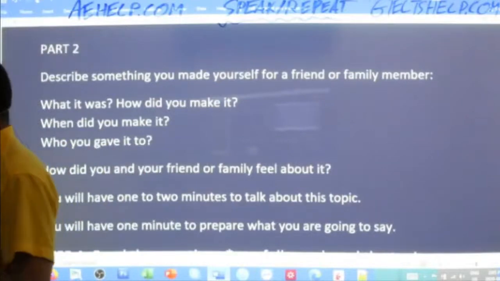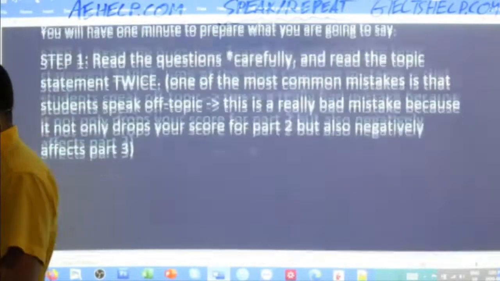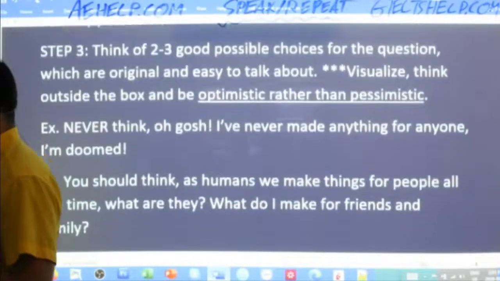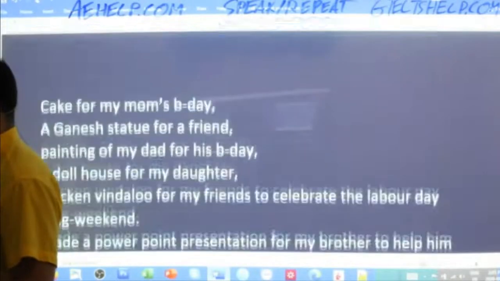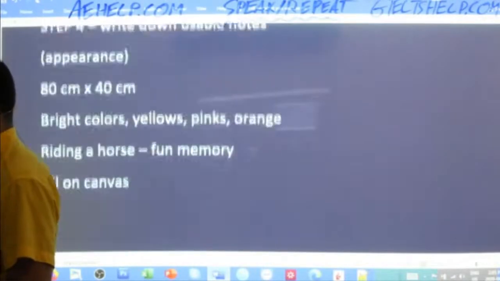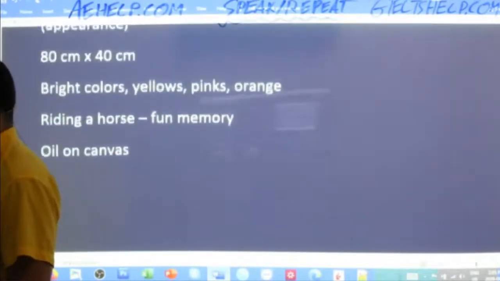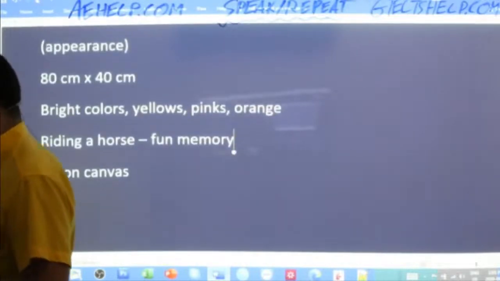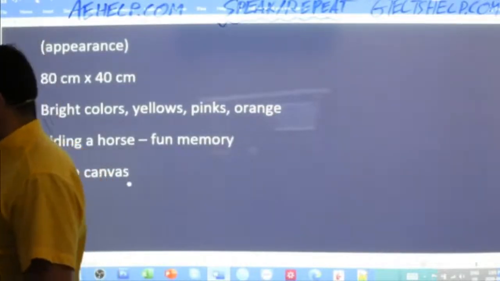Carolina says watercolors or acrylic. Sure, those are the common types of paints that we use. Watercolor, oil, acrylic. Watercolors may be a bit easier to use than oil. Okay, good.